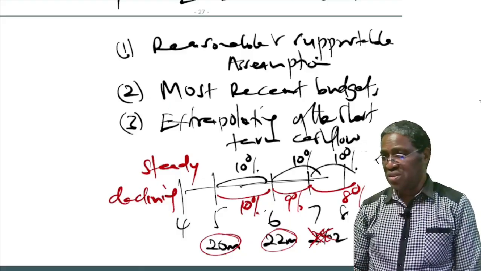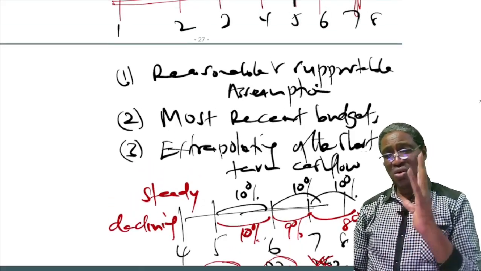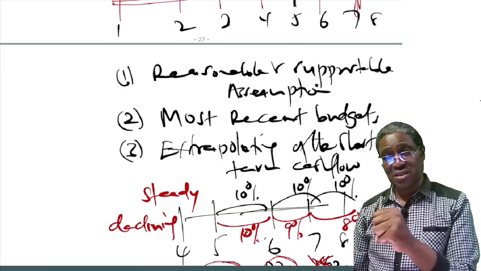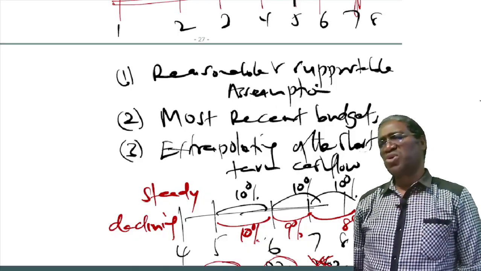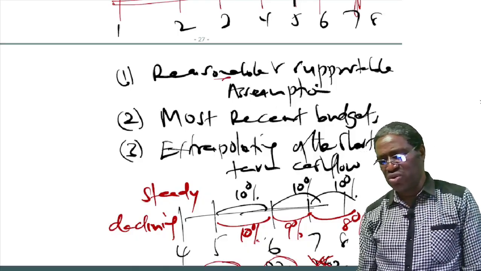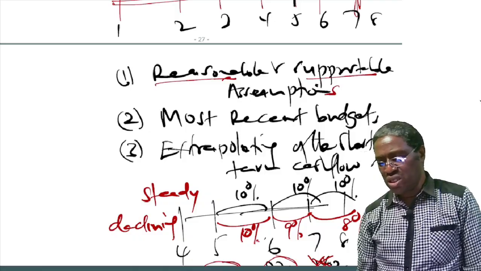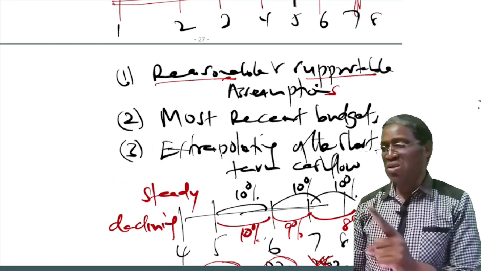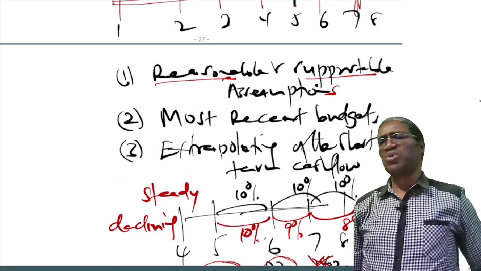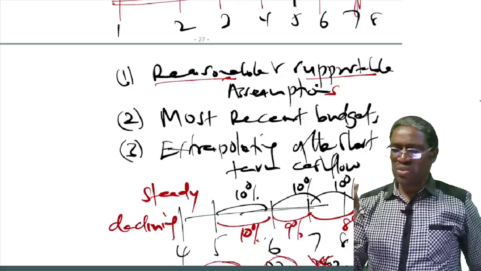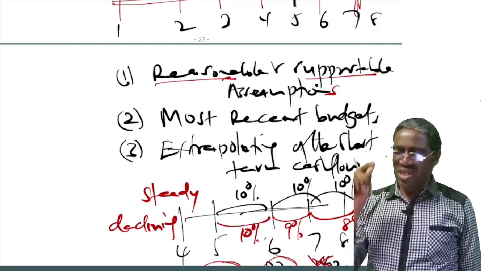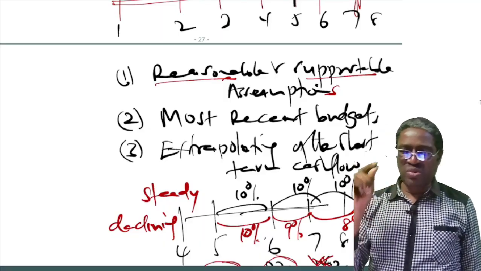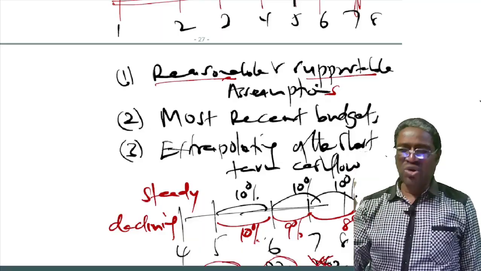I have said the accounting standard gives 3 conditions in trying to project the cash flows from the asset. Number 1, those projections should be based on reasonable and supportable assumptions. When you as a company are trying to project your future cash flows, let those projections be based on reasonable and supportable assumptions.